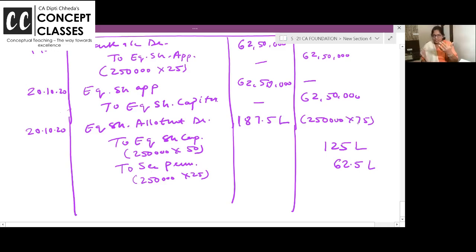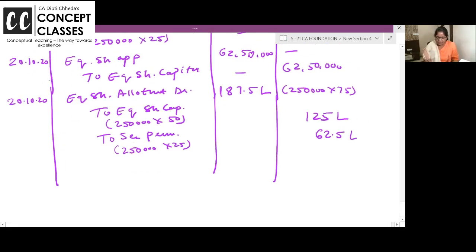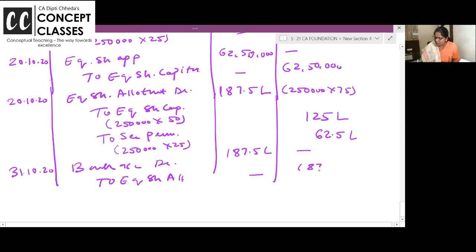We have allotted the shares, pay as 2,50,000 into 75. 50 for this and 25 for premium. Now, allotment money was received also. Good. 31st of October, bank account debit to equity share allotment account. 187.5 lakh, 187.5 lakh. Nice and clear to all of you.